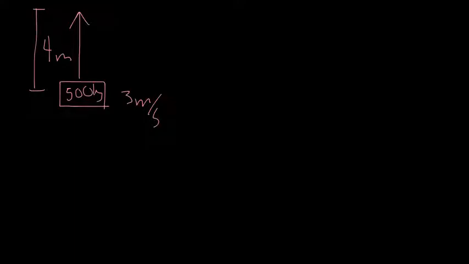So this elevator gets raised up 4 meters at a constant speed. And this is a cable here that's holding it in place. And I want to know the work done by gravity and the work done by tension from the cable. So we'll start with work from gravity.